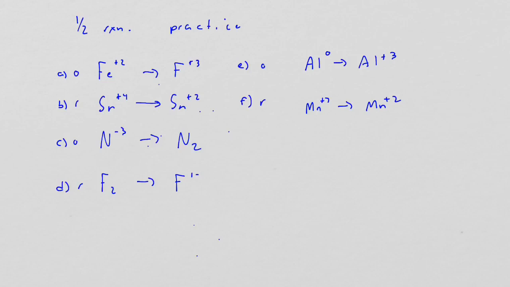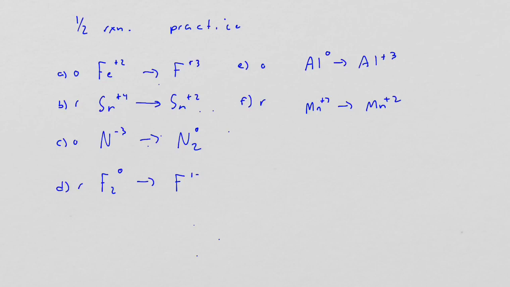Okay, so the first one's oxidation because it's going from +2 up to +3. The second one's reduction because it's going from +4 down to +2. The third one is going from -3 up to 0. That's oxidation. So it doesn't matter if it's negative or positive. How is it changing? Is it going up or is it going down? The next one is going from 0 to -1. That's reduction. The next one's going from 0 to +3. That's oxidation. The last one's going from +7 down to +2.